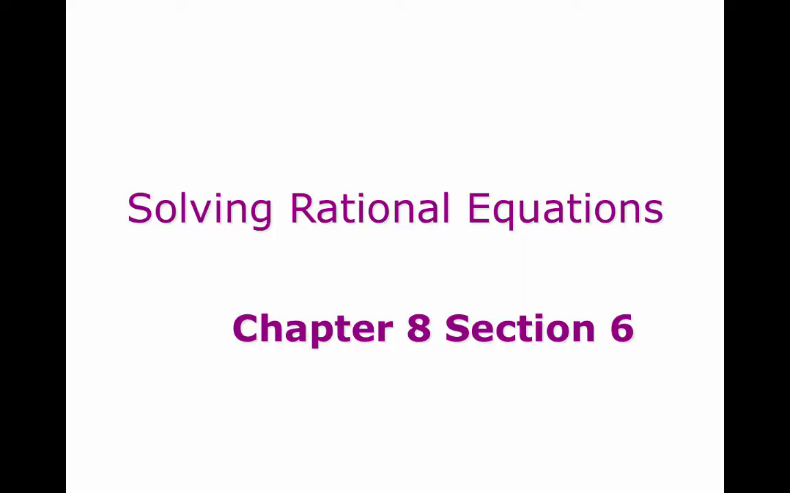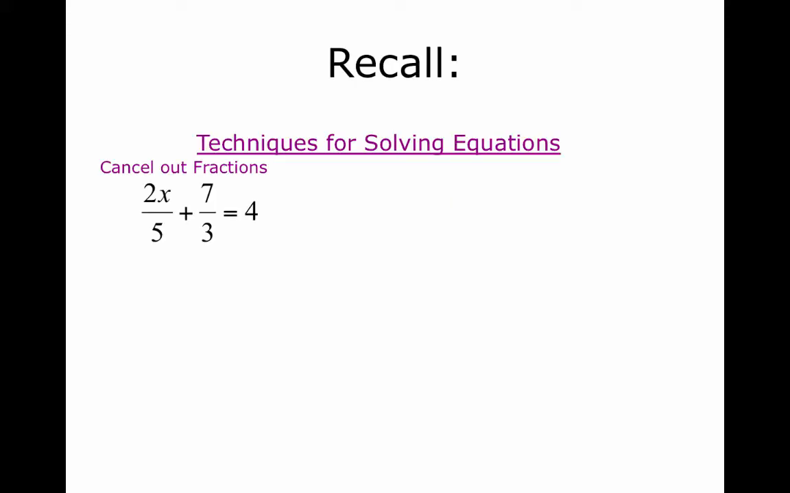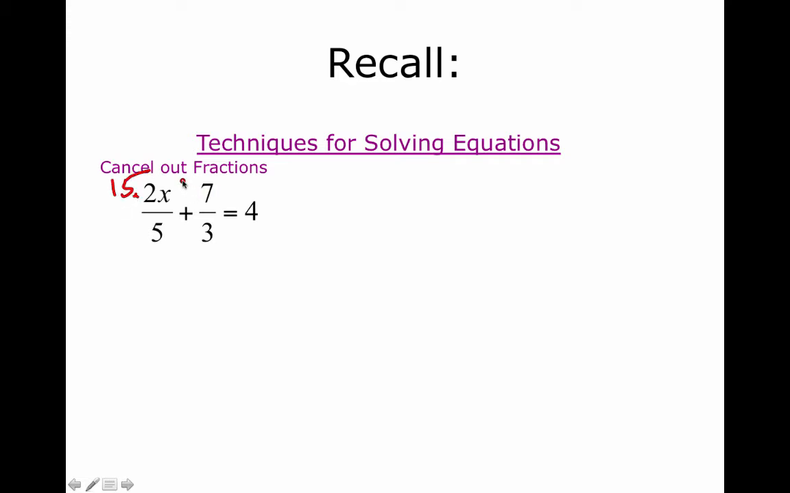Okay, we're going to solve rational equations, lesson 8.6. A couple of different ways that you can do things. If you just look at this basic example from Algebra 1, you can clear the fractions. That is, you take 5 and 3, and we're going to multiply everything by 15. Because now we're going to have 15 over 5 is 3, right?